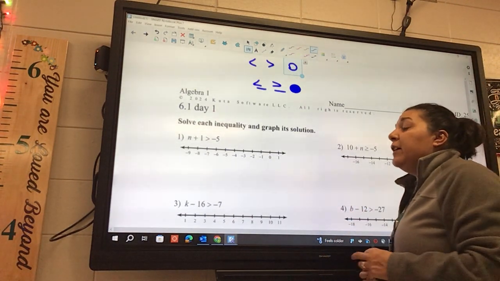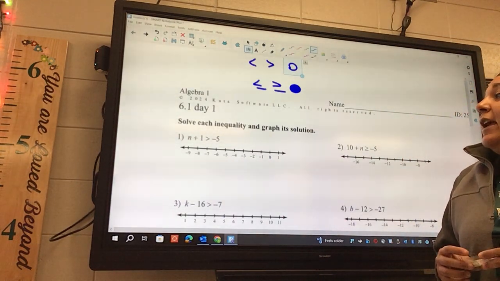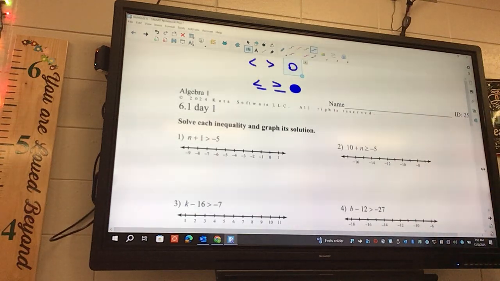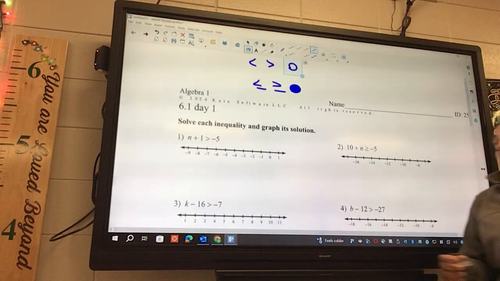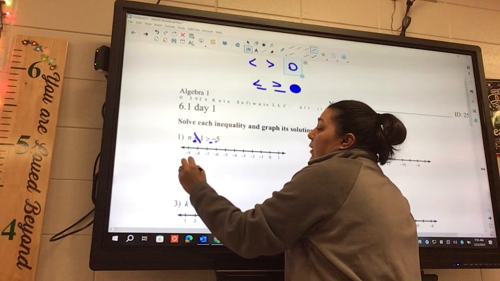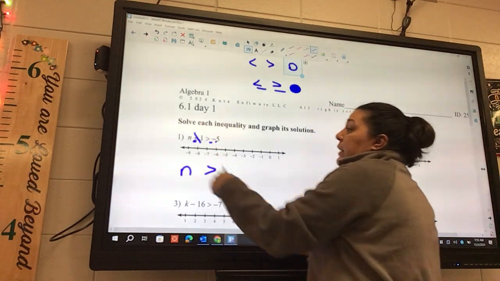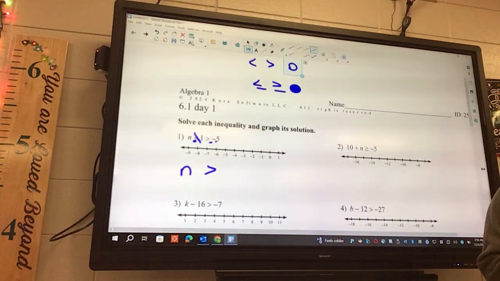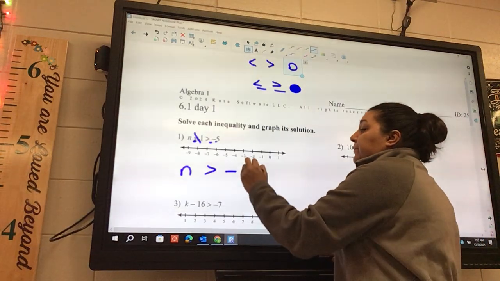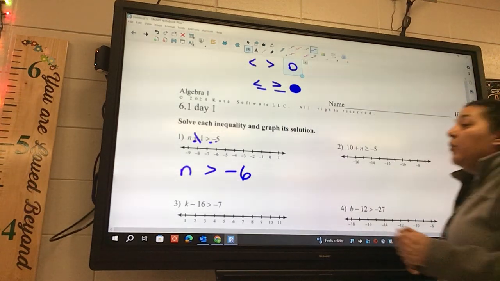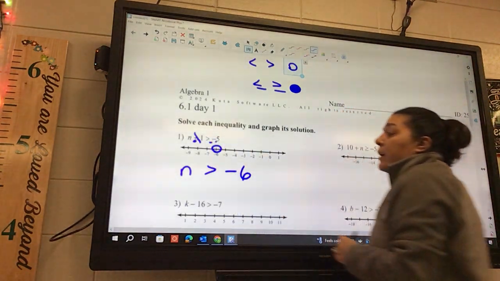So if we look at this very first one, I have n plus 1 is greater than -5. The 1 needs moved. How do I move that 1? Subtract 1 from both sides. You can do it underneath here or write it down below. So you're going to get n, the sign, I'm just dropping it down. What is -5 minus 1? -6. Okay, so is that going to be open or closed? Open dot.